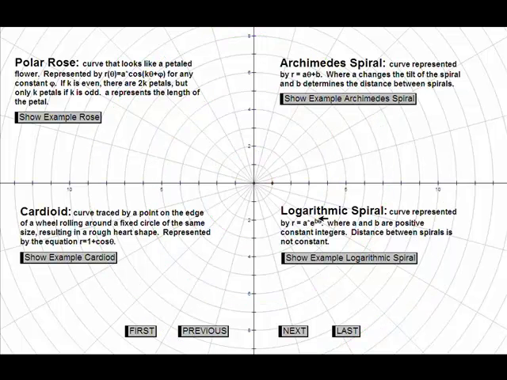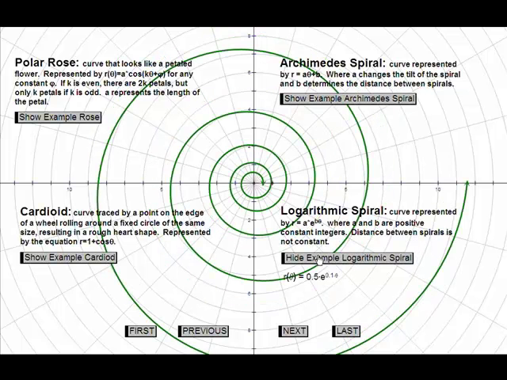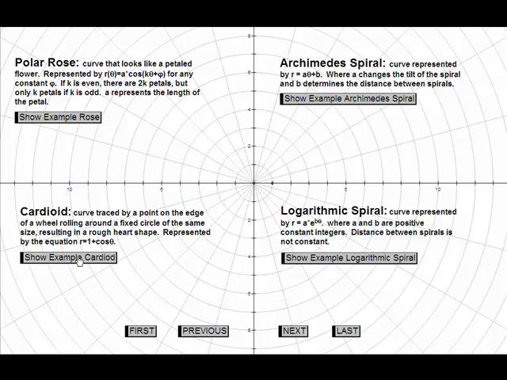Next, we have the logarithmic spiral, which is different from the Archimedes spiral because the distance between each of the turns is not the same. Lastly, we have the cardioid, which is kind of shaped like a heart depending on the value.